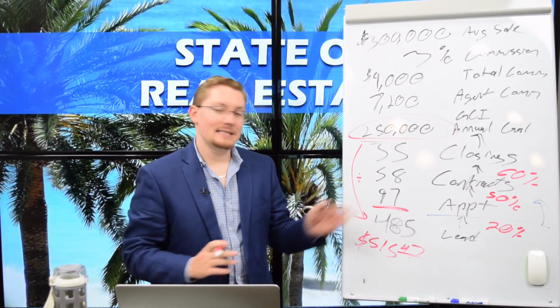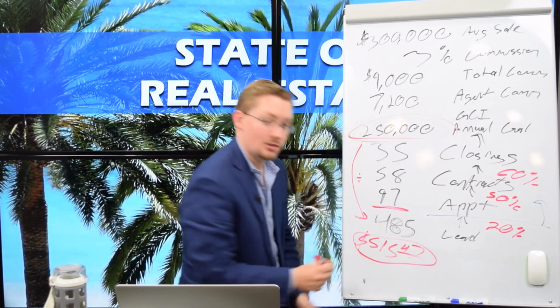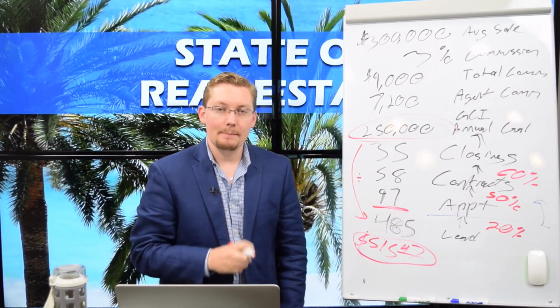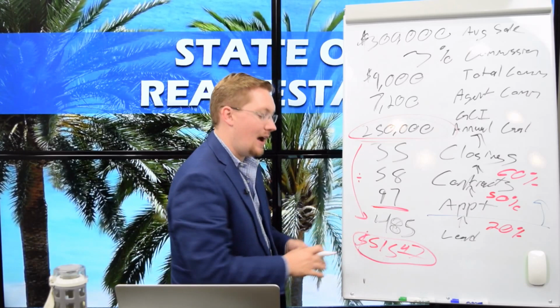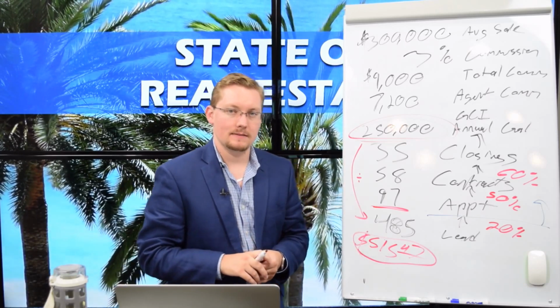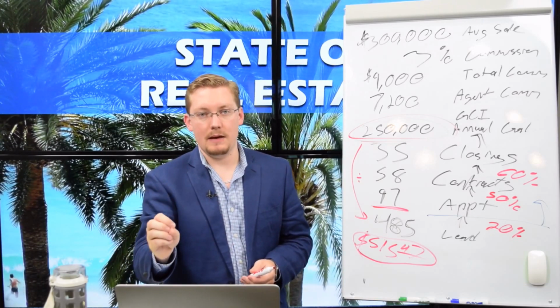But you don't know which 97 it is. So this is where you want to know this number, because you say, okay, every lead that I get in, based on my money-making commission machine, is $515.47. If you're spending that amount of money on a lead, you've got to be serious about it.